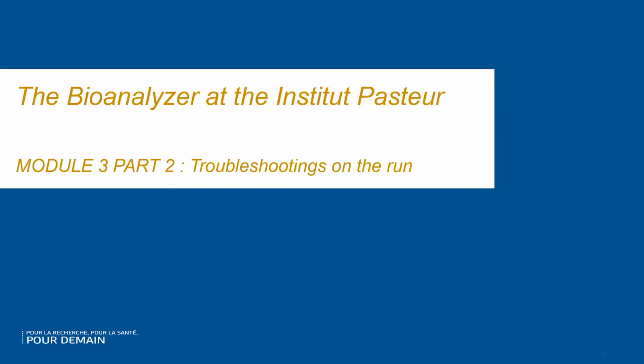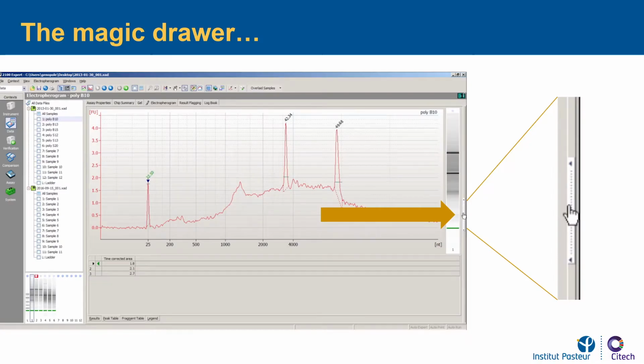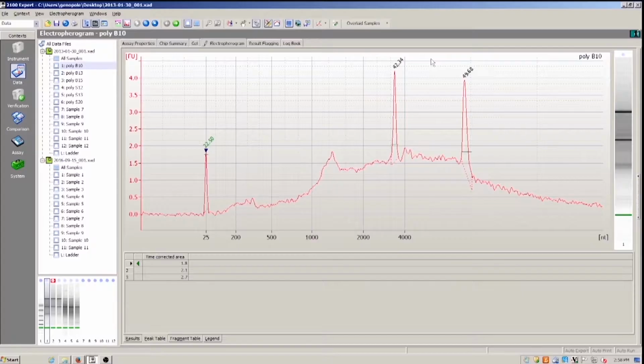Many specific problems may arise. Many have their solution thanks to the magic drawer accessible through a discrete vertical dotted area on the right of the software. Click and or drag on this area.